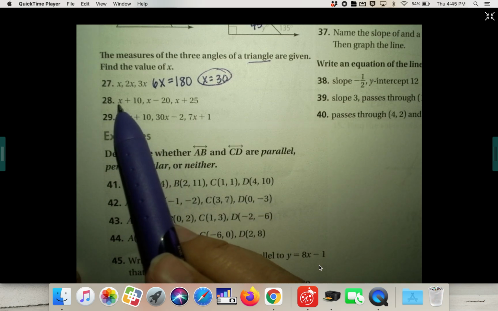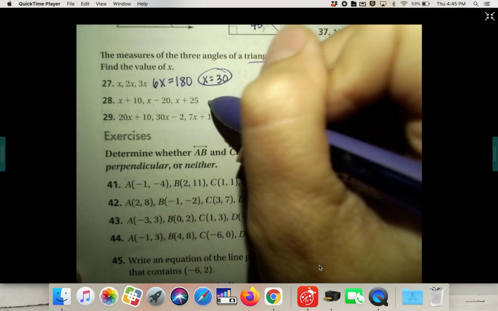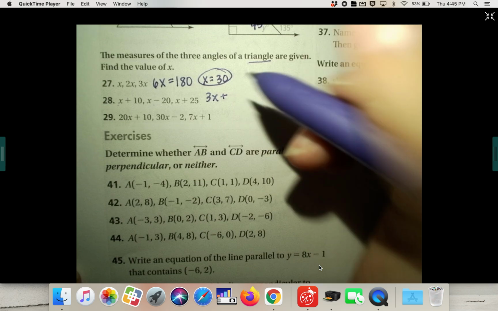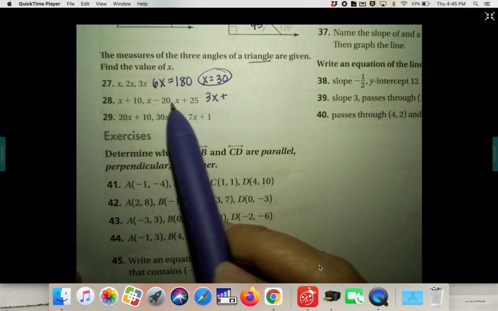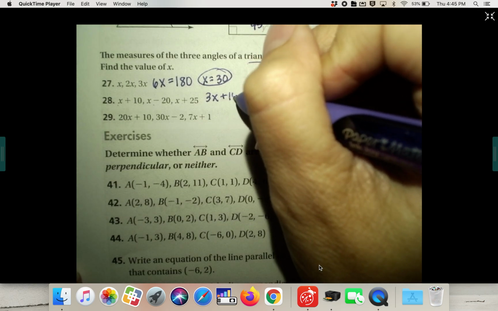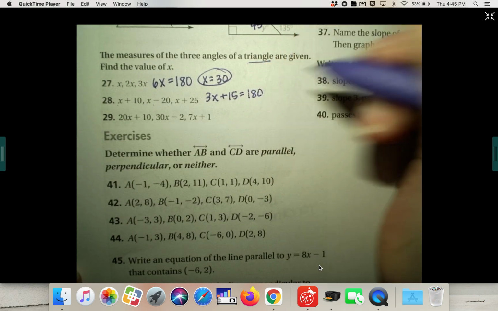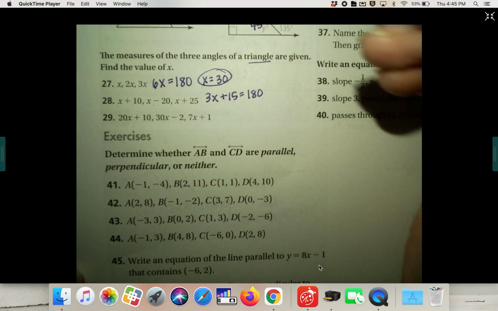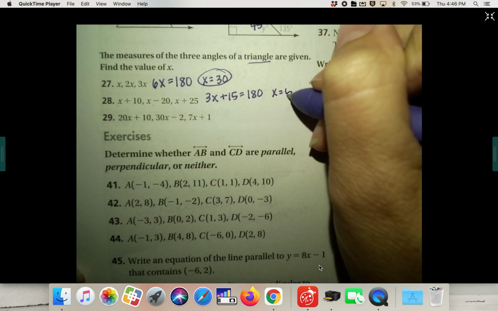All right, 28, x plus x plus x is 3x, plus 10 minus 20 plus 25 is 15. I hope I did that right. Equals 180, because they're triangles, so they all add up to 180. Do the math. I believe it's x equals 55.